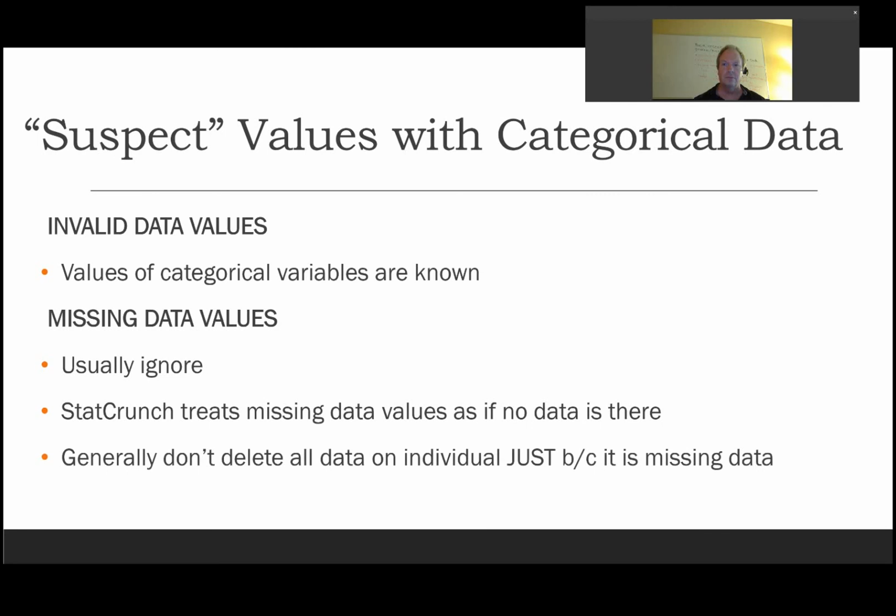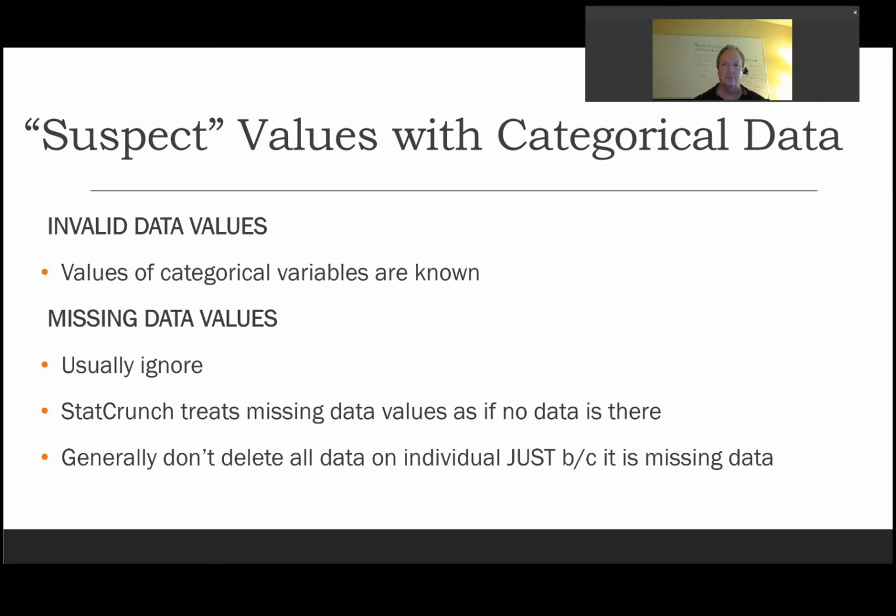The book suggests that you delete the entire record for an individual if it has a missing data value. And I'm going to disagree with that. Data is very expensive to collect. And just because you're missing a data value, since it's not analyzed anyhow, you can generally ignore it.